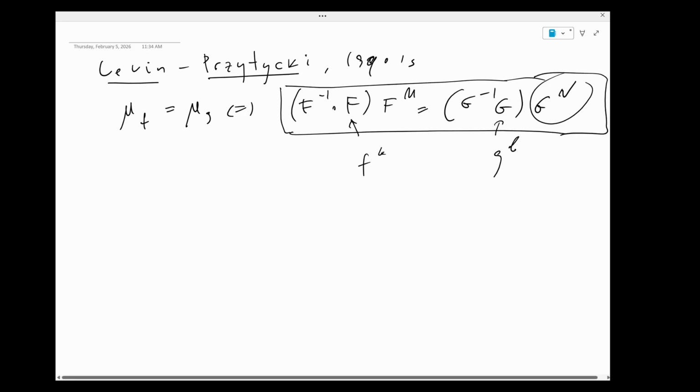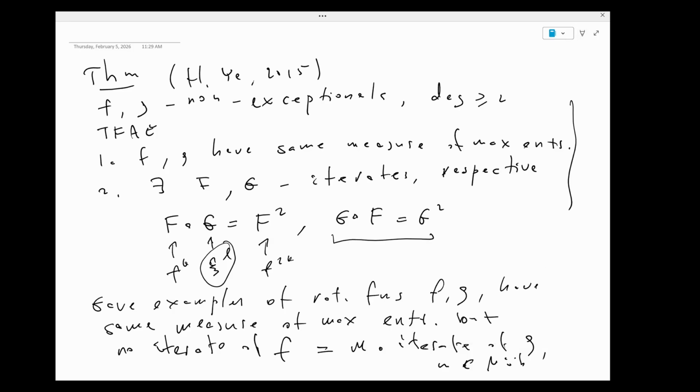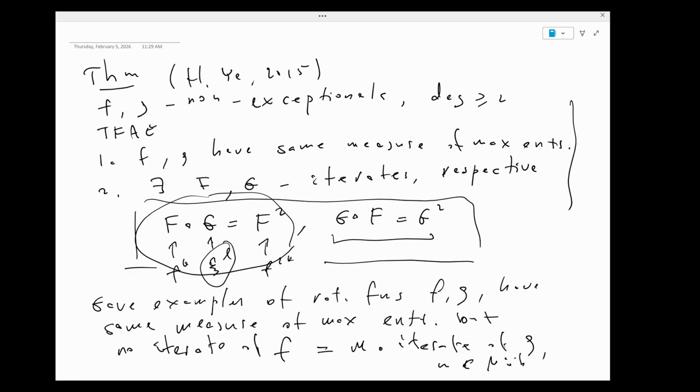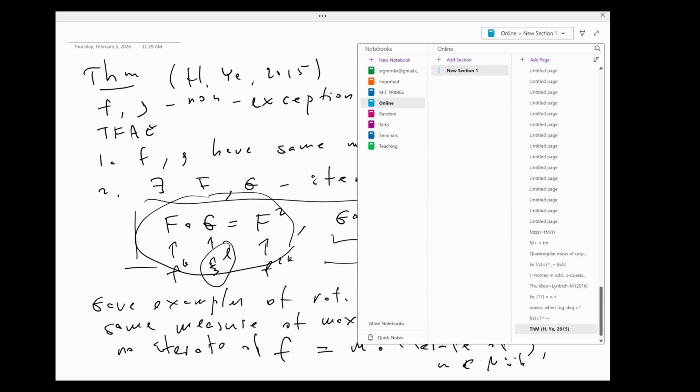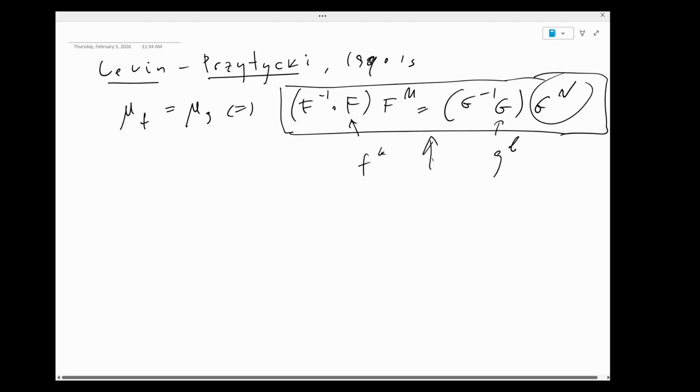And Ye derived his theorem, the one that I stated on the previous page, from the result by Levin and Przytycki. It's actually quite elementary to derive it, but I like it better because you only have our unknown Xi on one side, not on both sides, as in Levin and Przytycki's work, even though, like I said, it follows from this. It's quite an elementary, pigeonhole-type principle argument to deduce this result from that result.